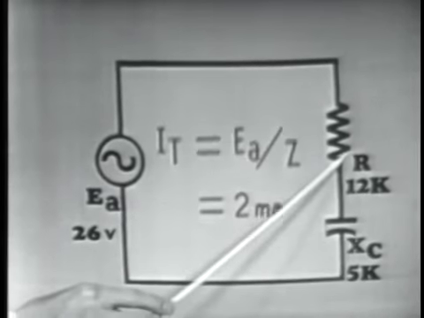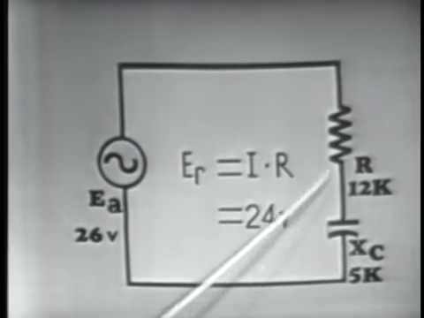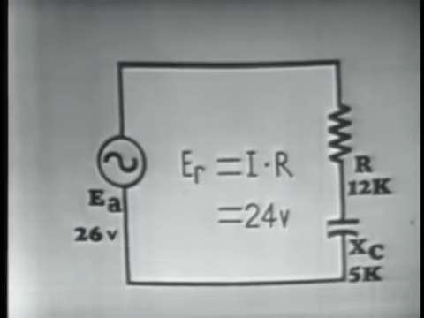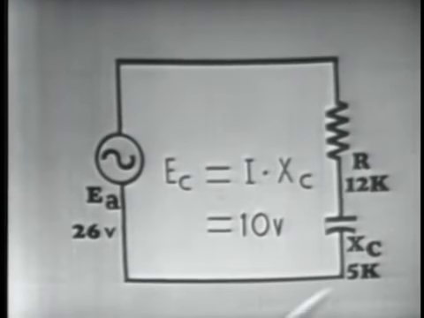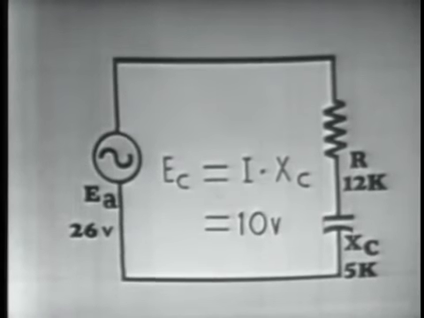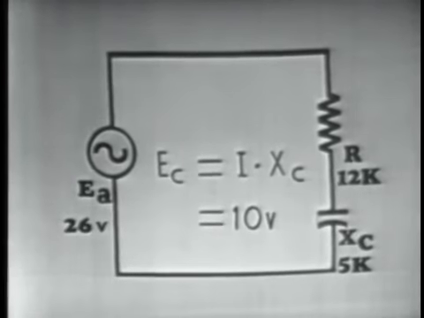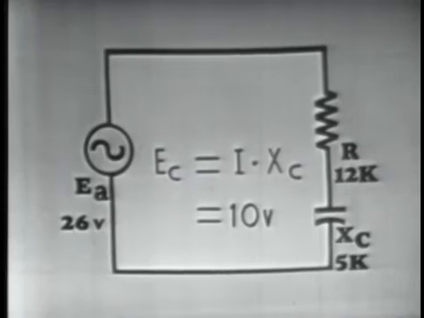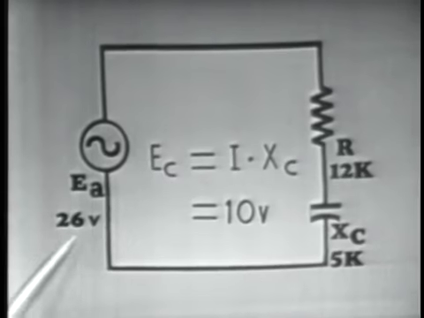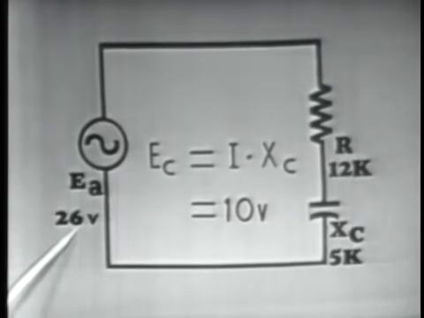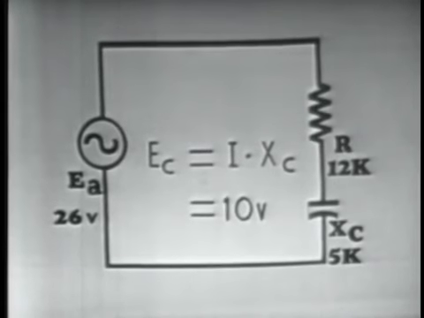This 2 milliamperes flowing in our circuit through a resistance of 12 k ohms would drop 24 volts across this resistor. The same 2 milliamperes flowing through our capacitor, having a capacitive reactance of 5 k ohms, would drop 10 volts, or 2 milliamperes times 5 k ohms would be equal to 10 volts. Now if we added these two voltages up, 24 plus 10 would be 34, their arithmetic sum is greater than 26 volts. Well, why? Remember, these two voltages are not occurring at the same time.